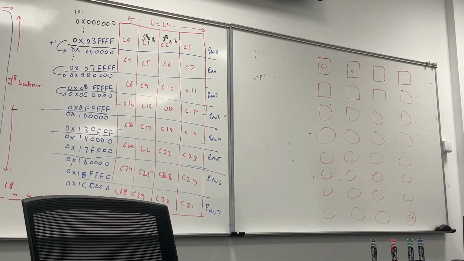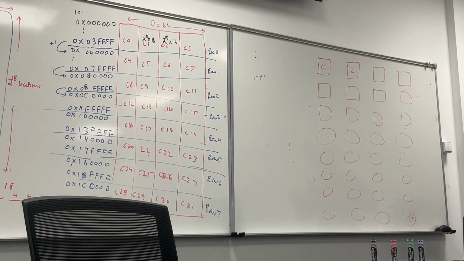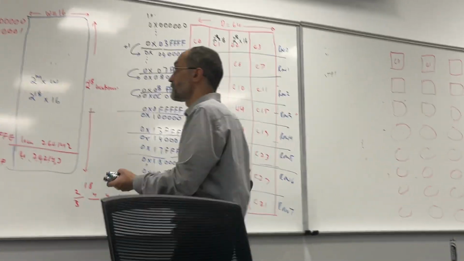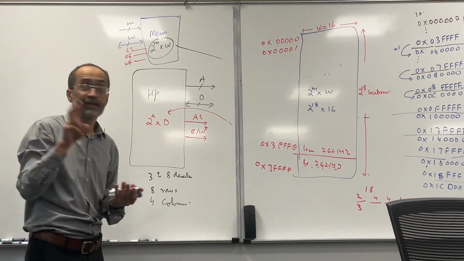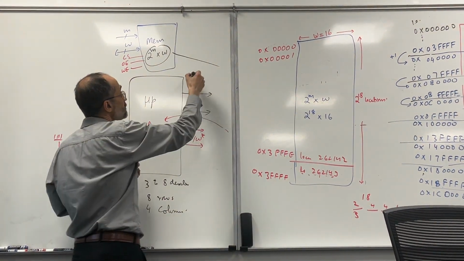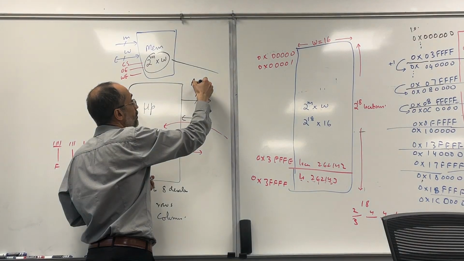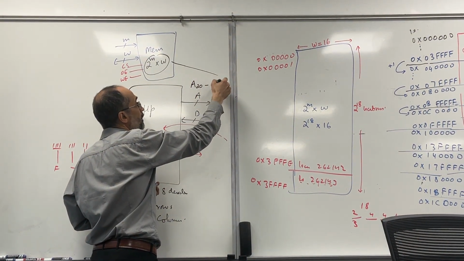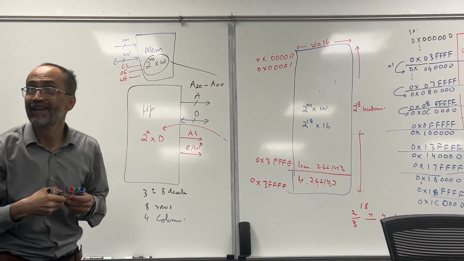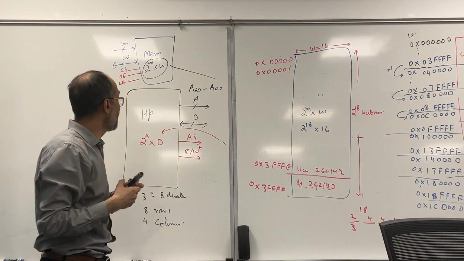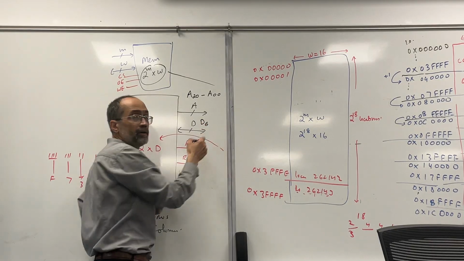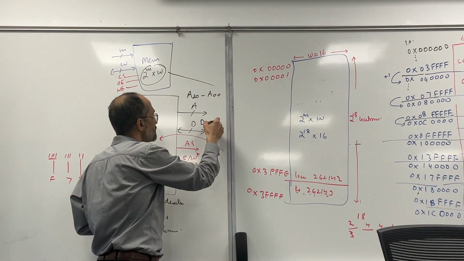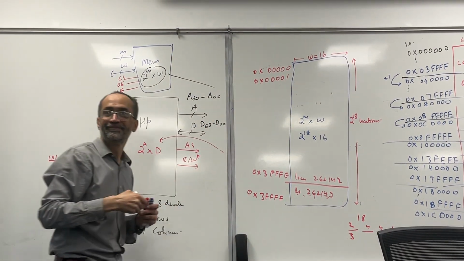Clear or not clear? Now if you look at the microprocessor side, we have 21 address lines. So this will be A20 to A00, yes or no? And we have 64 data lines. This will start from D63 to D00.